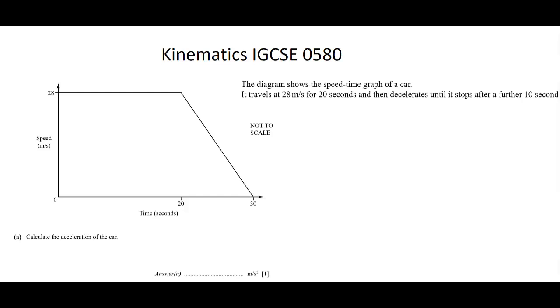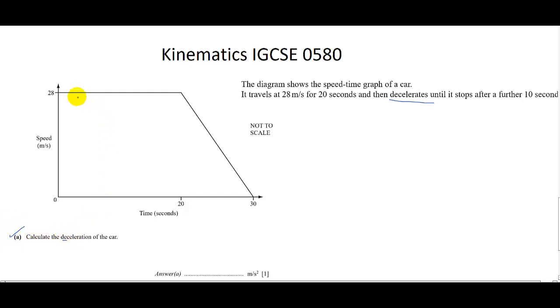This is a kinematics question. The diagram shows the speed-time graph of a car. It travels at 28 meters per second for 20 seconds and then decelerates until it stops after a further 10 seconds. So we have to calculate the deceleration.